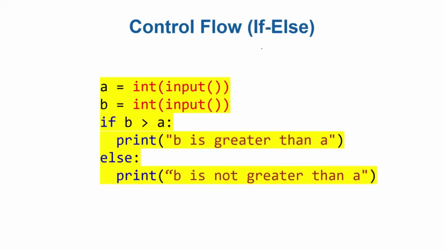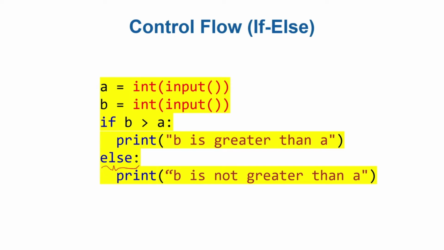Okay, in the last video we saw the if condition, and we had an example in which we wanted to just print the greater number. So we input a number A, we input a number B, and if B is greater than A, we printed B is greater than A. Then we applied another if condition to check if A is greater than B, then print A.